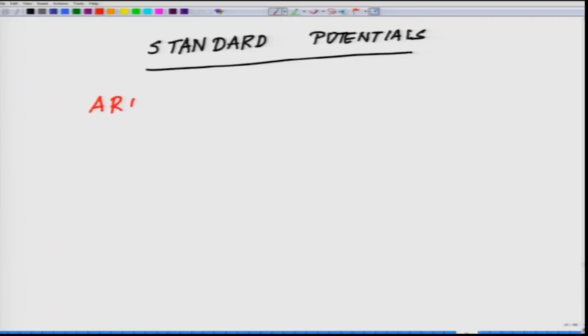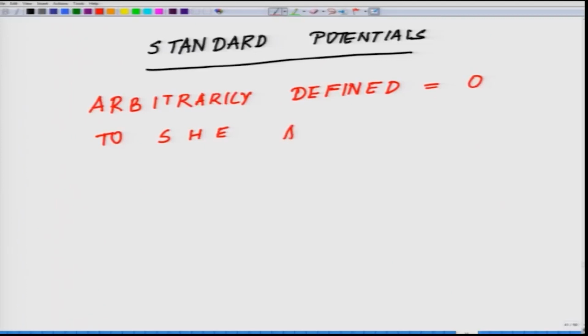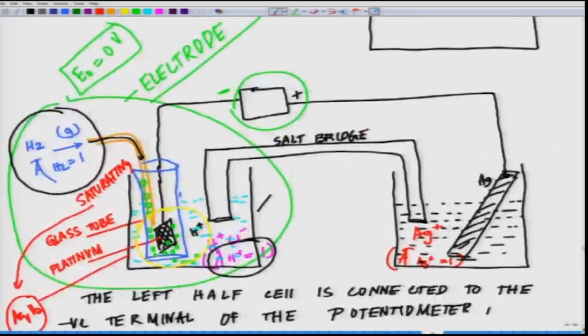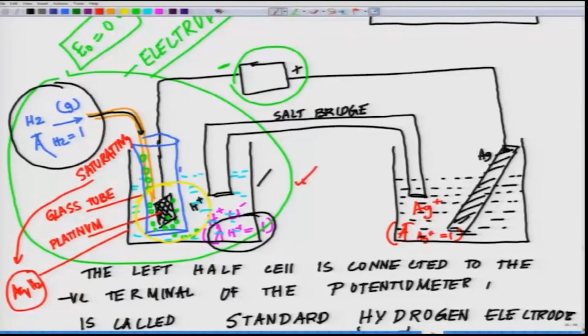This is not totally arbitrary; it is a defined number, 0. So the potential of the standard hydrogen electrode is defined as 0 at 25 degrees centigrade. Keep this in mind. Now consider the voltage measured by the meter in figure 13, in this particular figure, where we saw the hydrogen electrode.